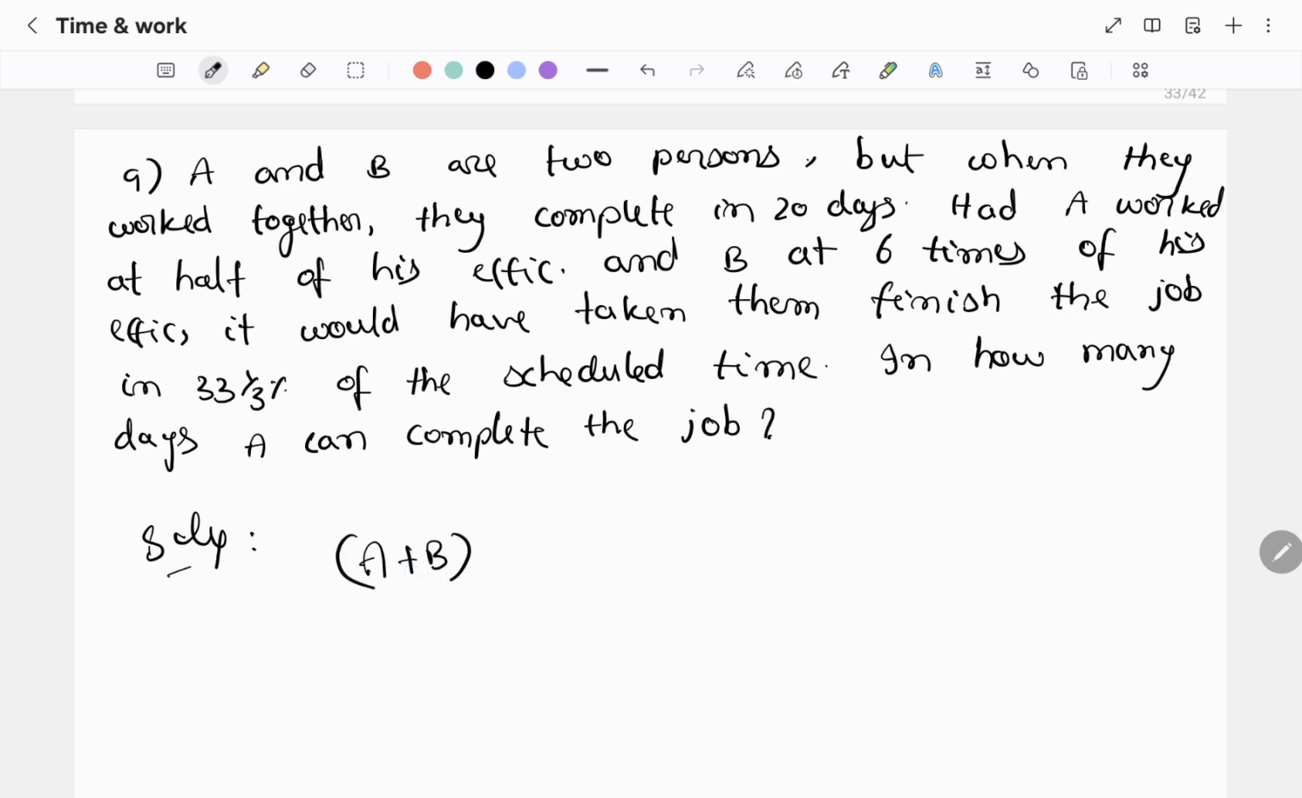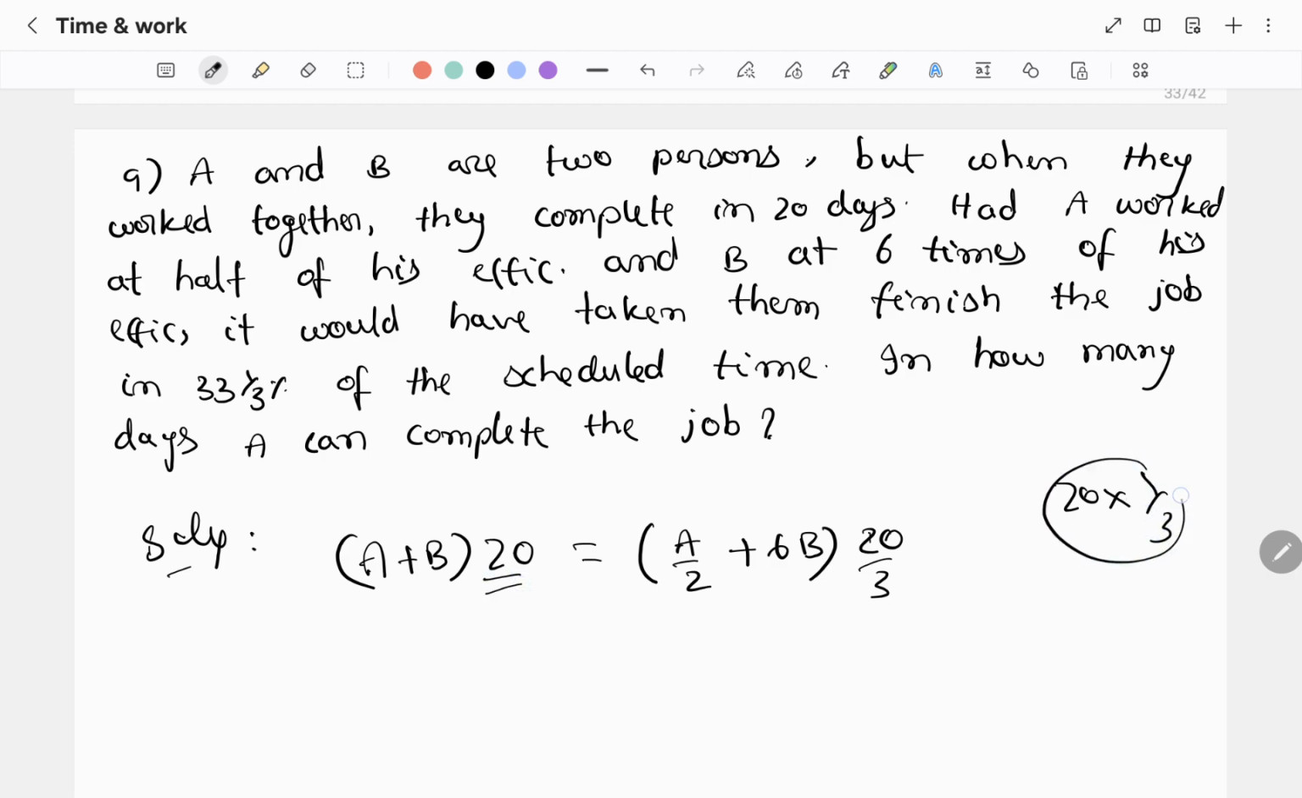Let A and B be the efficiencies. Together they complete a work in 20 days. If A worked at half of his efficiency and B worked at 6 times efficiency, they finished the job in 33 1 by 3% of the scheduled time. 33 1 by 3 percent in fraction means 1/3, so 20 by 3, because they told that the scheduled time is 20 days. In that 33 1 by 3 means 1 by 3, so 20 by 3.